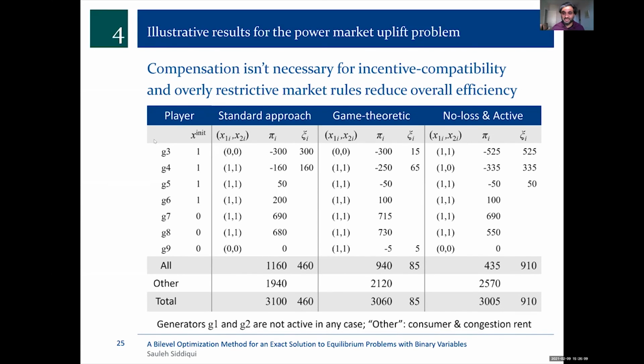So sometimes just looking at the policy might not actually be the best idea. A policy designed to reduce compensation payments actually can result in more compensation payments just because of how these markets operate.